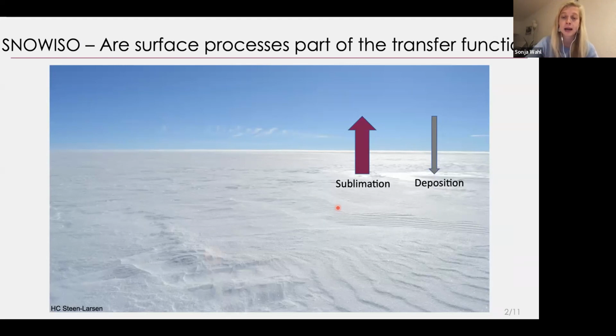In particular, my task was to investigate the vapor exchange, so the humidity exchange between the snow surface and the atmosphere through sublimation and deposition, and analyze whether this contributes to the signal that we find in the snow surface. And before we dive into the actual research that I've done, I need to make sure that we're all on the same page regarding stable water isotopes, and therefore need to introduce the basic principle of any kind of stable water isotope research.